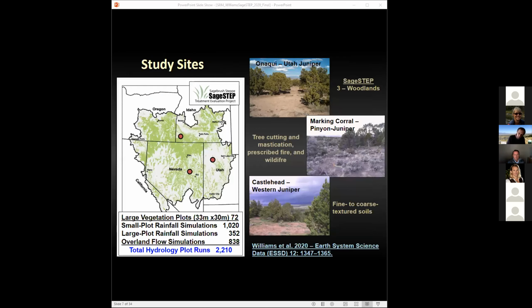So to pull off this work, we established 3 study sites in 2006, spanning conditions representative of Utah juniper, pinyon juniper, and western juniper woodlands in the Great Basin. At each site, we conducted experiments in control areas and in mechanical and fire treatment areas at various time scales after treatment. The western juniper site we selected, Castlehead, which is shown in the bottom of the slide there, burned in a wildfire prior to our experiments, and therefore that site was assessed for wildfire impacts rather than prescribed fire treatments. And our experiments across the 3 sites resulted in a pretty unique data set that includes 72 hill slope scale vegetation plots, 1,020 small plot, 352 large plot rainfall simulations, and 838 overland flow simulations, for a total of more than 2,000 hydrology erosion plot scale experiments. So it's a very unique, very nice data set for the kind of work we're trying to pull off here.